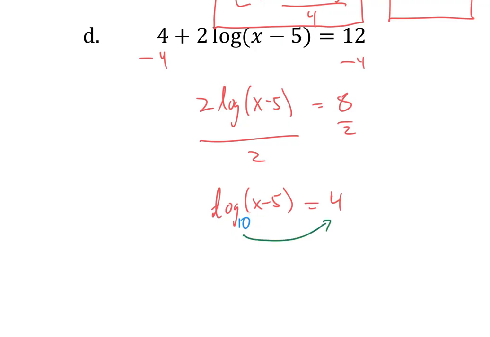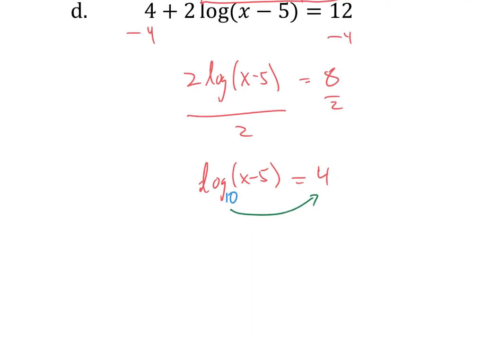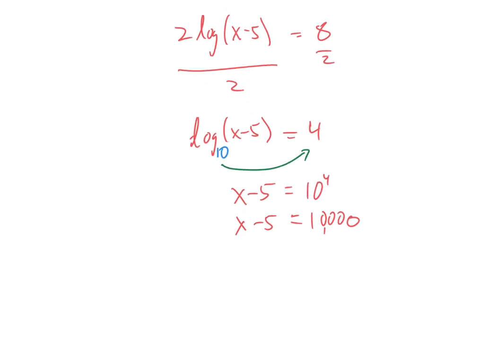Common log means, well, it's common, like we have 10 digits, we have a base 10 number system. So this is 10 to the fourth. And 10 to the fourth is just a 1 with 4 zeros after it, also known as 10,000. And so if we add 5, we get our answer.